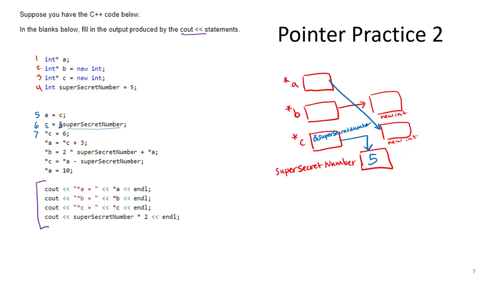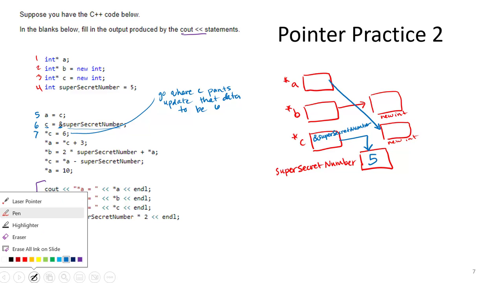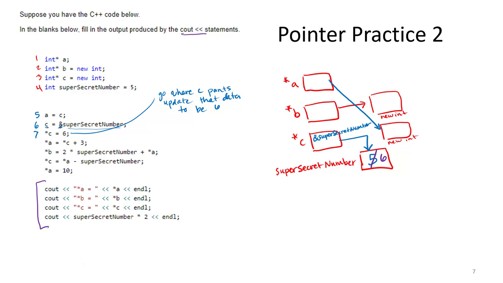Look what happens in line 7. We're saying asterisk c equals 6. Remember what the asterisk means. We're going to go where c points, and we're going to update that data to be 6. Well, c is pointing at super secret number. So super secret number is going to be updated, and it will now hold the value 6.